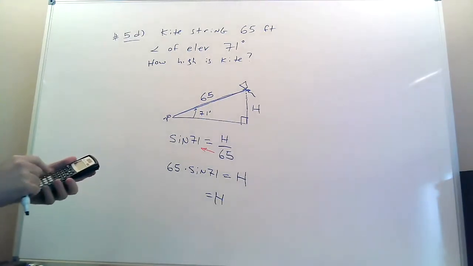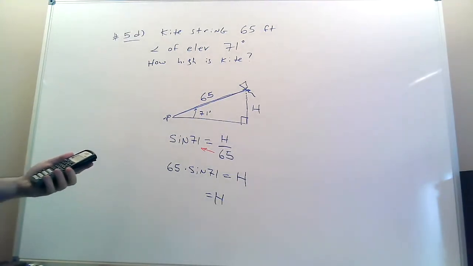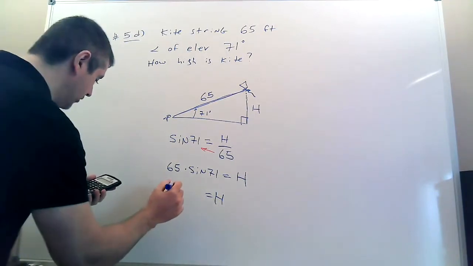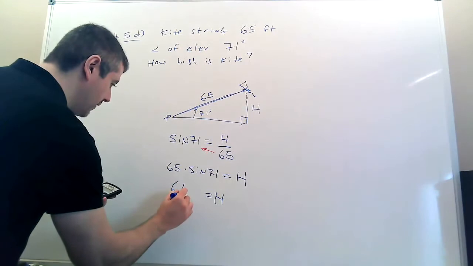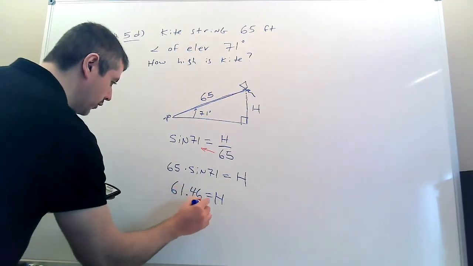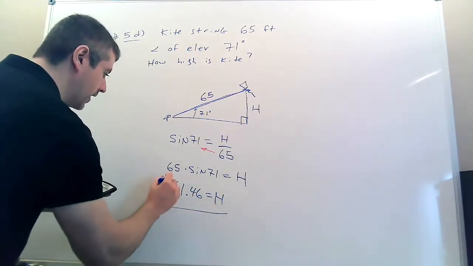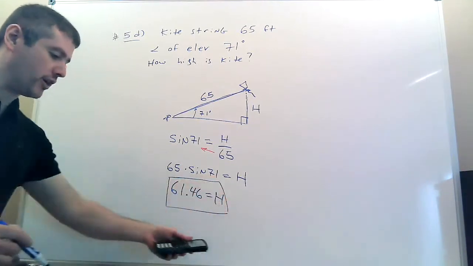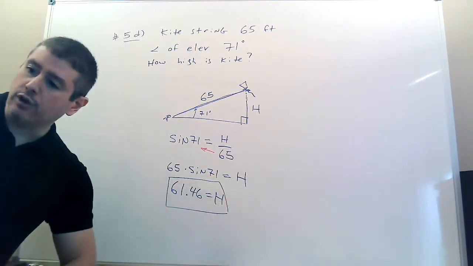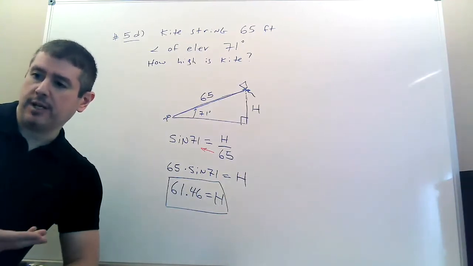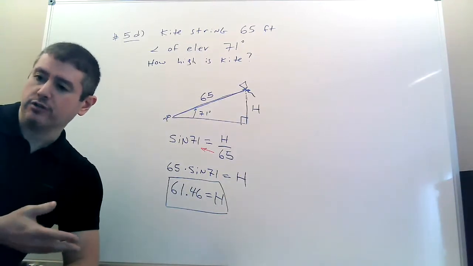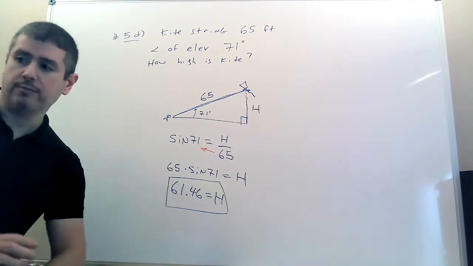So I'm going to do 65 times sine 71. I have no idea what it is. Better not be 69 again. 61.4. Now, I got 61.458. I'm going to make it 61.46. Again, not a physics class. I'm not going to have a heart attack if you round a little incorrectly. I'm not going to have a heart attack if you don't put 61 feet. I mean, you should. The unit of measure is feet. It's 61 feet off the ground, but whatever.